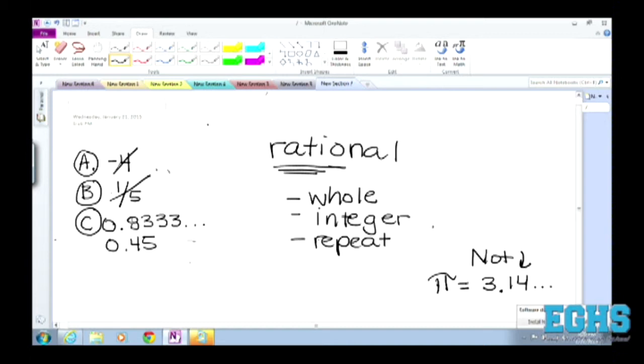So answer C is rational because we see that 3, 3, 3, 3, 3, it continues on infinitely, and that 3 is repeating itself, so it's rational. And you would be able to write it as a fraction or a ratio if you needed to. And then lastly, D, that's also a rational number because it's terminating. So any decimal that terminates or ends is also a rational number.